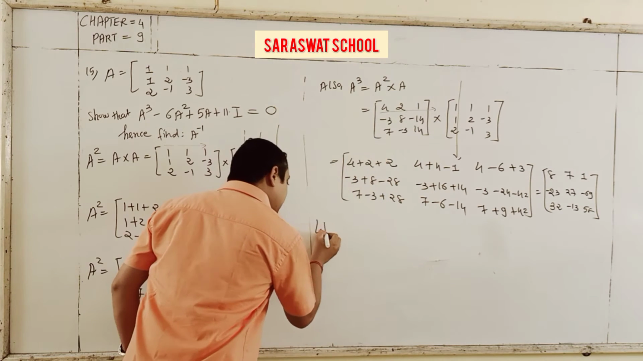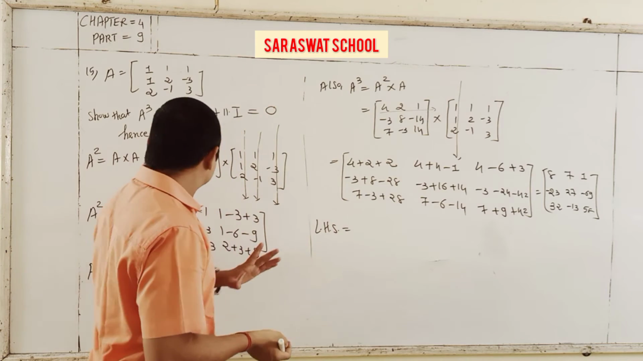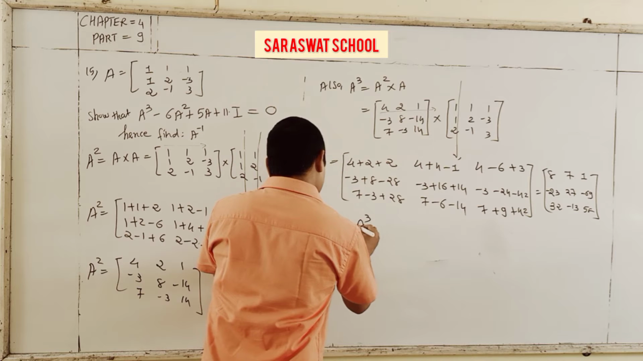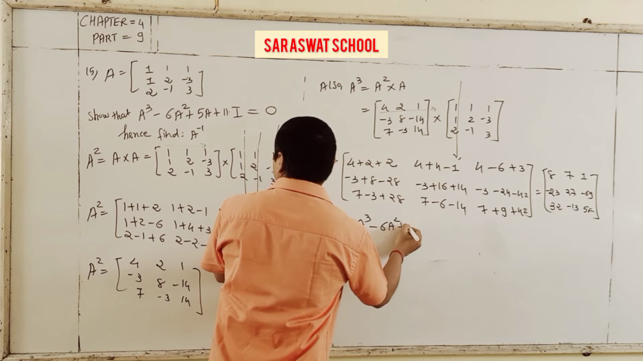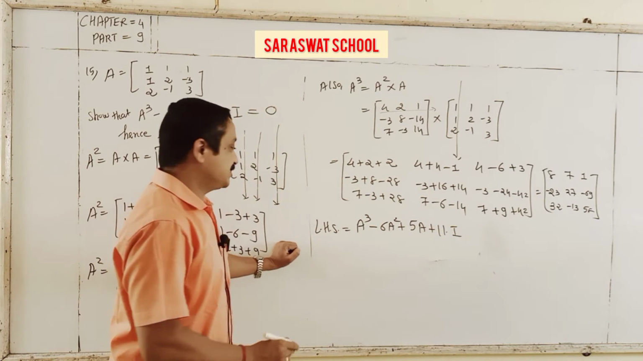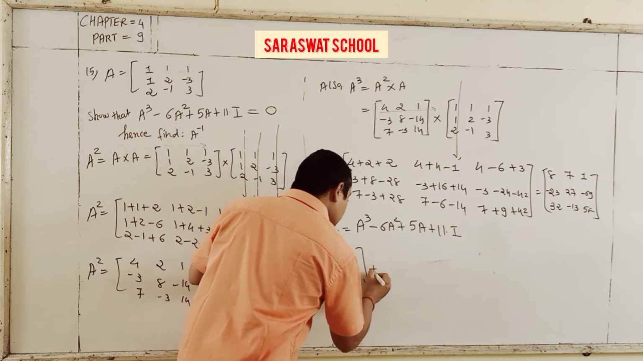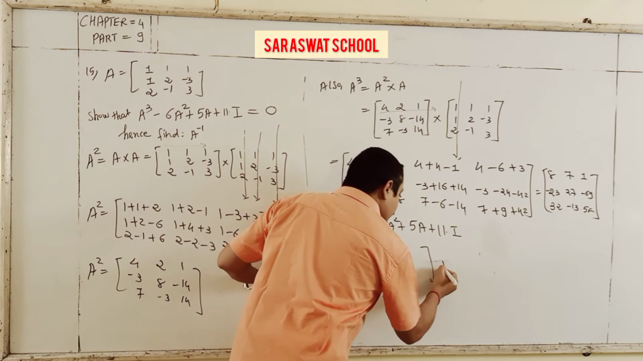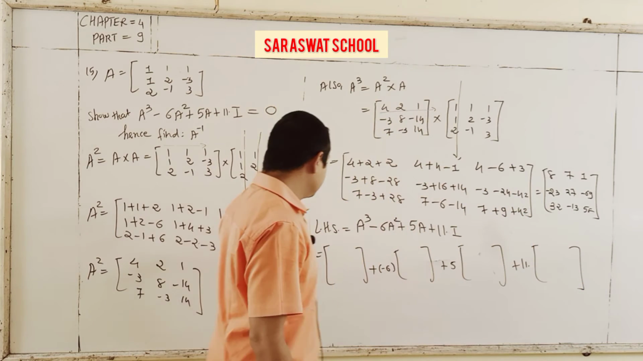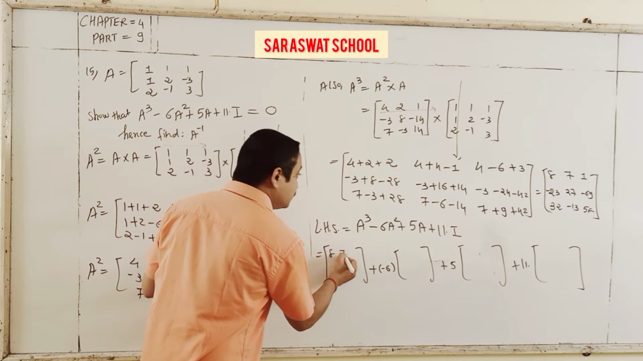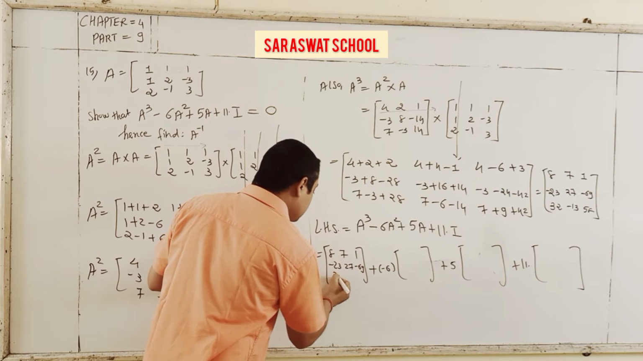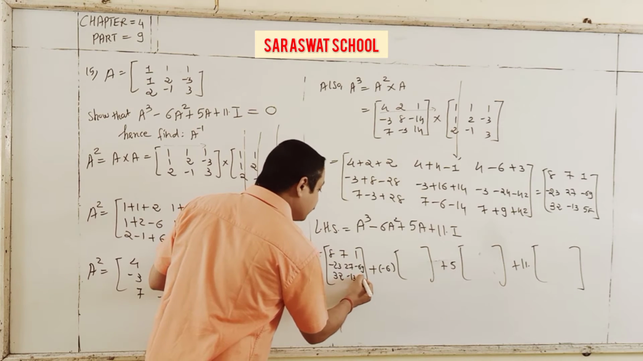So now I start my LHS. Students, this is your LHS: A cube minus 6A square plus 5A plus 11I, and we put in the values. A cube is known, minus 6 also A square is known, A also known, 11 and I also known. So my A cube is ready: 8, 7, 1, minus 23, 27, minus 69, 32, minus 13, 58.